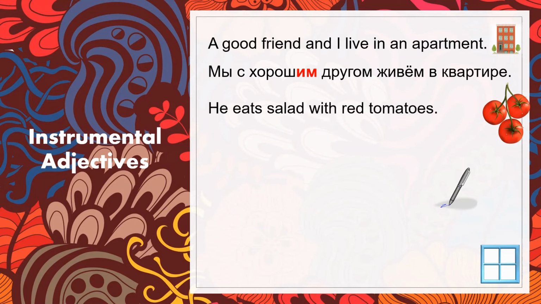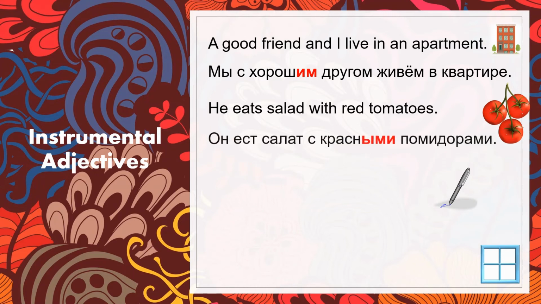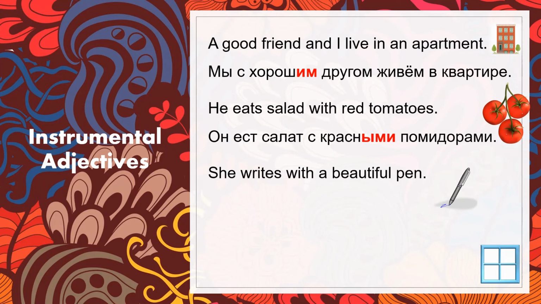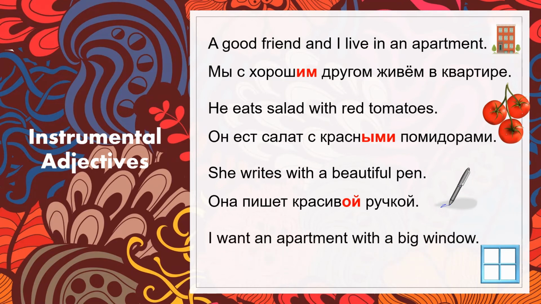Next example, he eats salad with red tomatoes. Okay, we see that keyword with. That means we're going to use the instrumental case. Он ест салат с красными помидорами. She writes with a beautiful pen. Она пишет красивой ручкой. I want an apartment with a big window. Я хочу квартиру с большим окном.